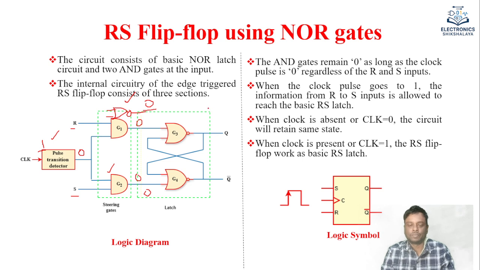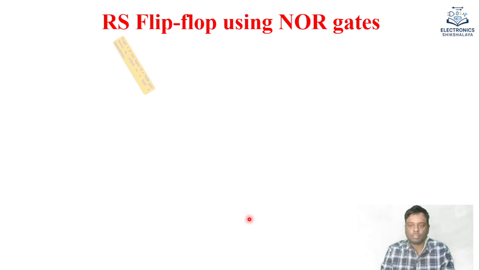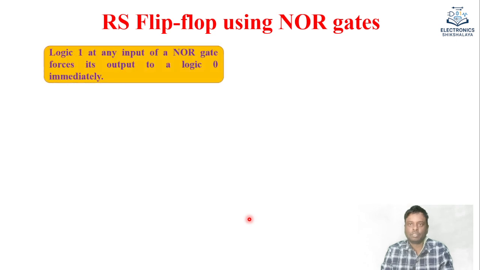That is the reason why we are using AND gates for G1 and G2. Now let us see the working of this RS flip-flop using the NOR gate as a latch. We have seen that if any input of a NOR gate is 1, it forces the output to logic 0.